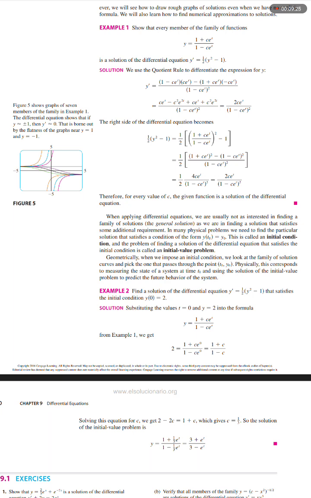Geometrically, when we impose an additional condition, we look at the family of solution curves and pick the one that passes through the point (t0, y0). Physically, this corresponds to measuring the state of a system at time t0 and using the solution of the initial value problem to predict the future behavior of the system.